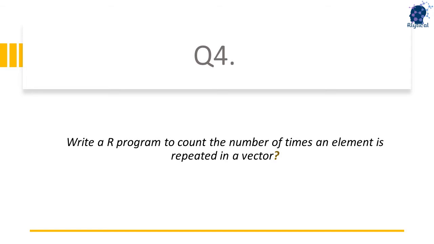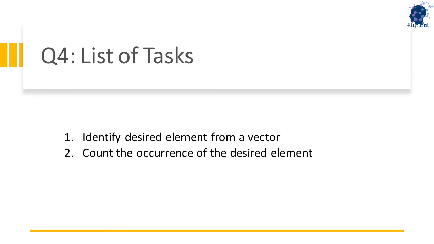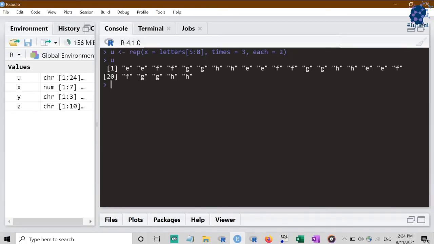Let's move to question number 4. Write a R program to count the number of times an element is repeated in a vector. This question essentially asks us to count the number of occurrences of an element within a vector. So let's divide it into simple tasks. Task 1 will be to identify the element from the vector, and task 2 will be to count all of its instances. Let's say I have this vector u which has certain English alphabets, and say I want to count the number of times the letter G is repeated.